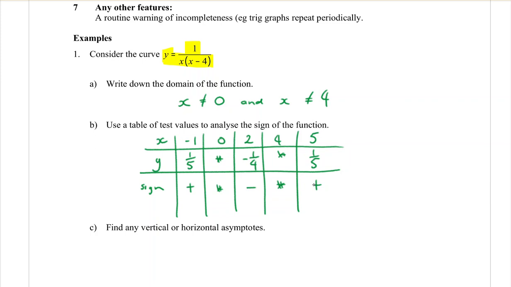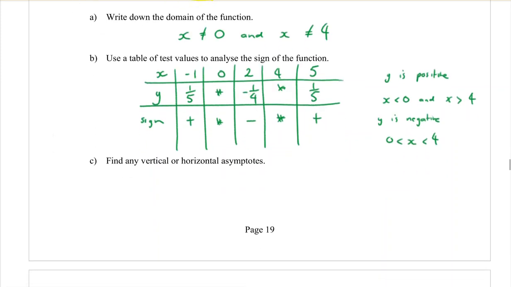Okay, all right. So let's just write a little, what have we worked out from this? Y is positive when x is less than 0 and x is greater than 4. Y is negative, or this means below the x-axis, when x is between the 0 and the 4. Notice no equal to signs on any of those inequalities because of those asymptotes. So I've already been talking about it.